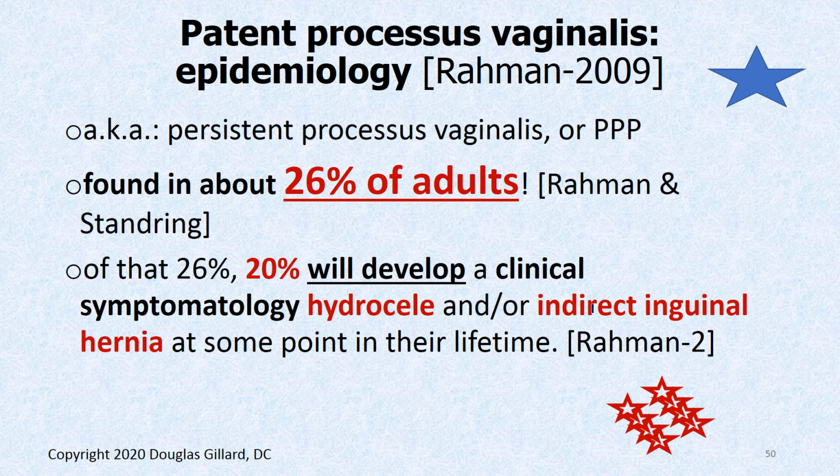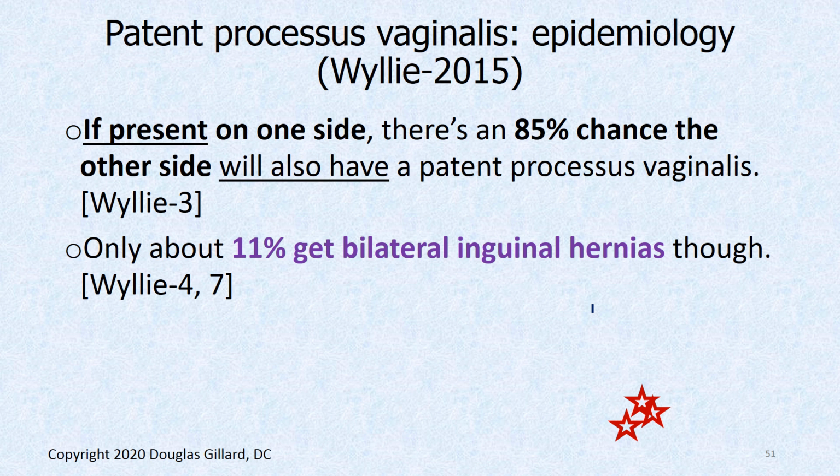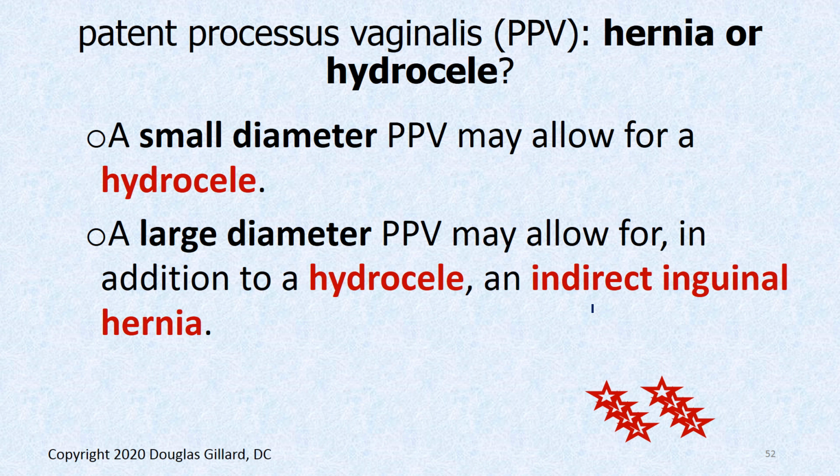So that's swelling around in the scrotum or in the labia majora, and or a direct inguinal hernia where they get intestines sucked down in there. So that's not good. If it's present on one side, it's usually present on the other. About 85% chance of having bilateral patent processus vaginalis. Only 11% actually get a hernia, though, who have doubles. Of that 85%, 11% of them get bilateral inguinal hernias.